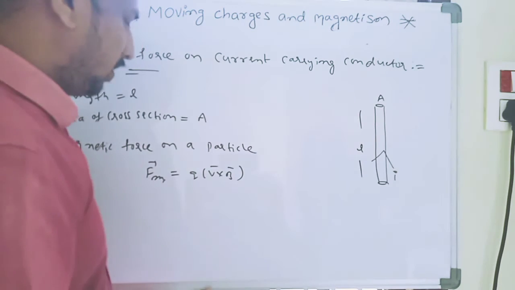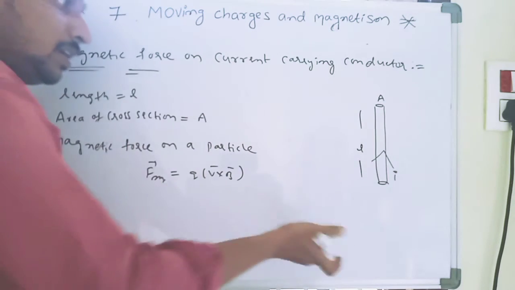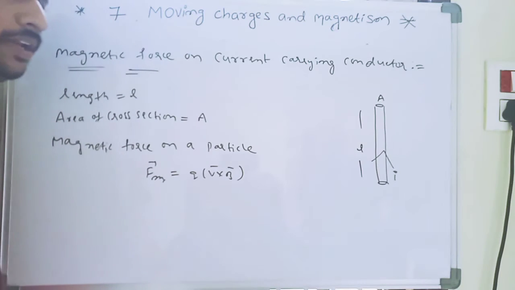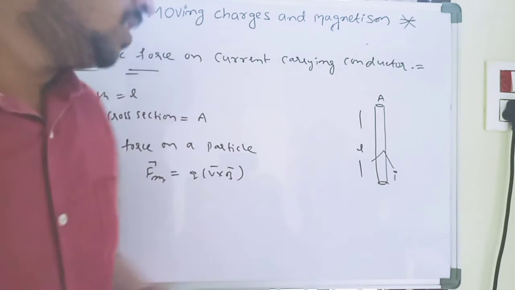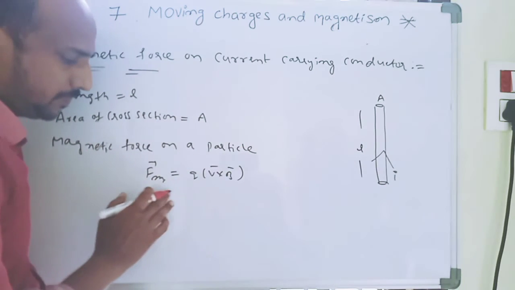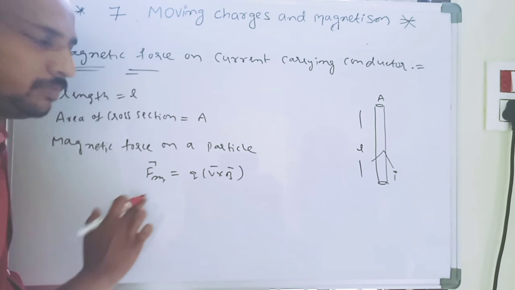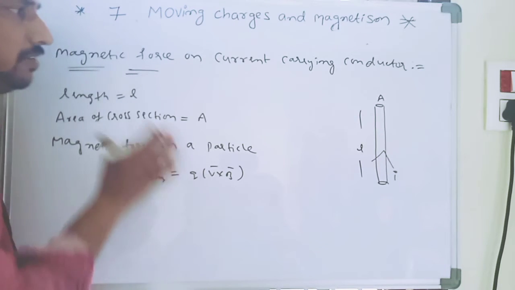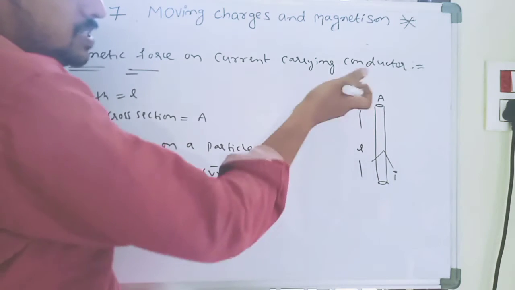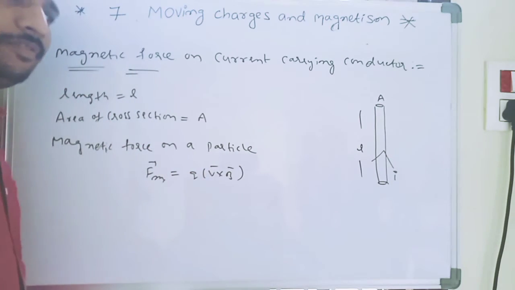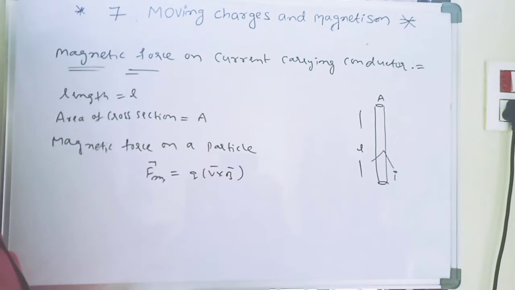But we want the magnetic force on a current carrying conductor. Which means this conductor has a number of electrons. This is the single particle. We can calculate the magnetic force on the total current carrying conductor, which has a number of particles in it. Therefore, what is the number of particles? I am writing N.